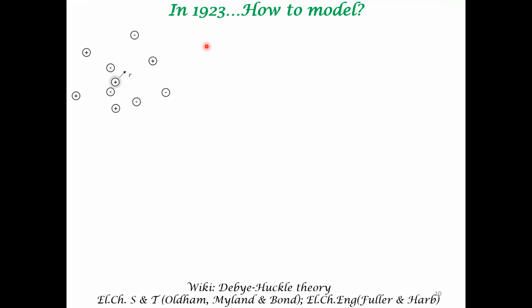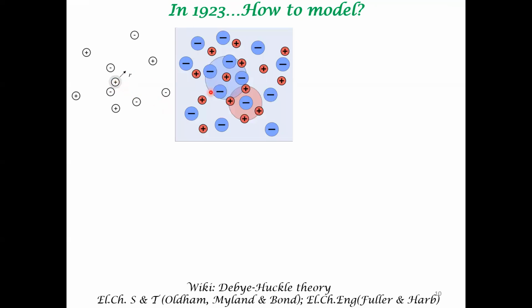I want you to take this case study as an exercise in model building. Let's see how you build a model in this. Let's look at the physical picture first. Supposing you have a positive ion, intuitively you would think that around a particular positive ion, there will be more number of negative ions on an average.